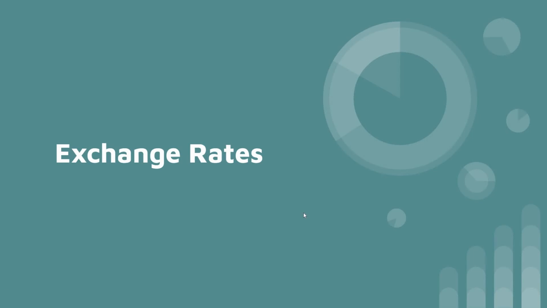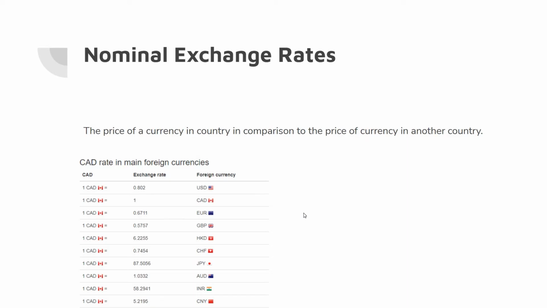Okay, so this will be my presentation on exchange rates. So let's look at nominal exchange rate. That is the price of a currency in a country in comparison to the price of currency in another country. So if we wanted to convert 1 Canadian dollar to US dollars, we would get 0.802 US dollars for every 1 Canadian dollar. And you can see the respective values for each different currency below.